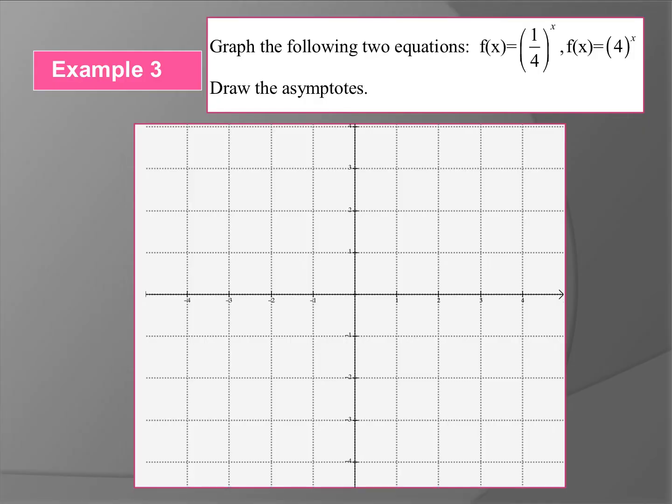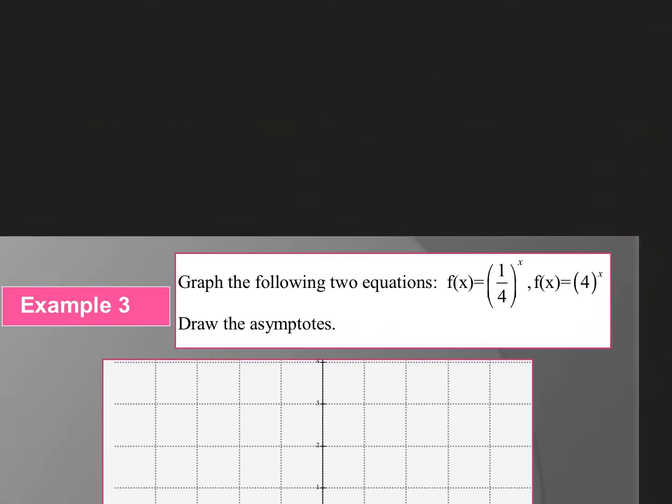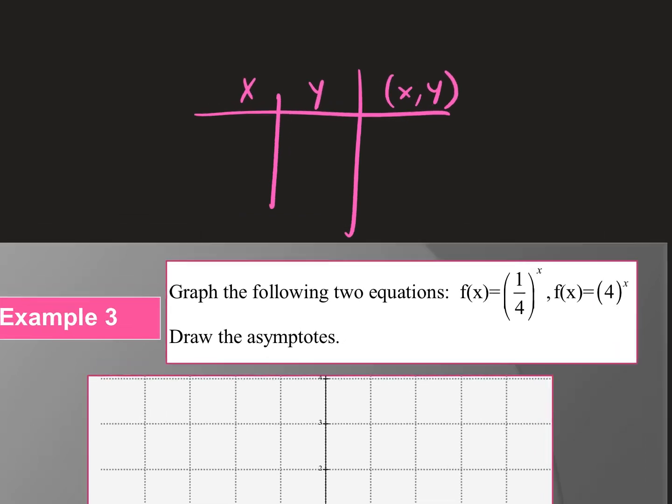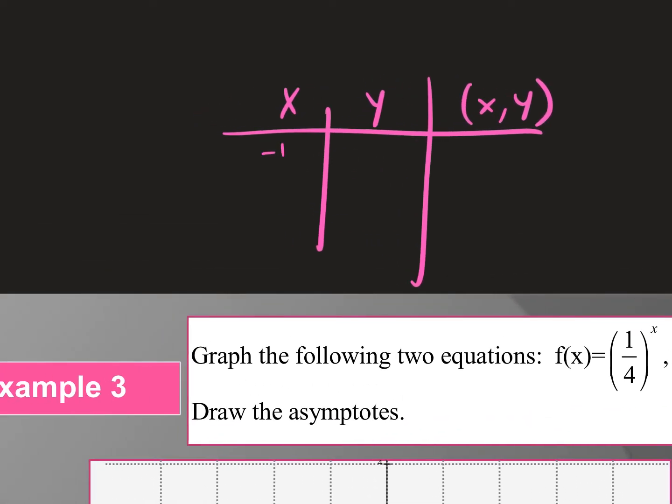For the next example, we're doing the same thing. We're graphing 1/4 to the power of x and 4 to the power of x. So just like we did before, we're going to plug in some points and graph. I'm going to start with 1/4. I'm going to plug in values for x, get values for y, and have some points. Just like before, it's going to be easiest to plug in -1, 0, and 1.